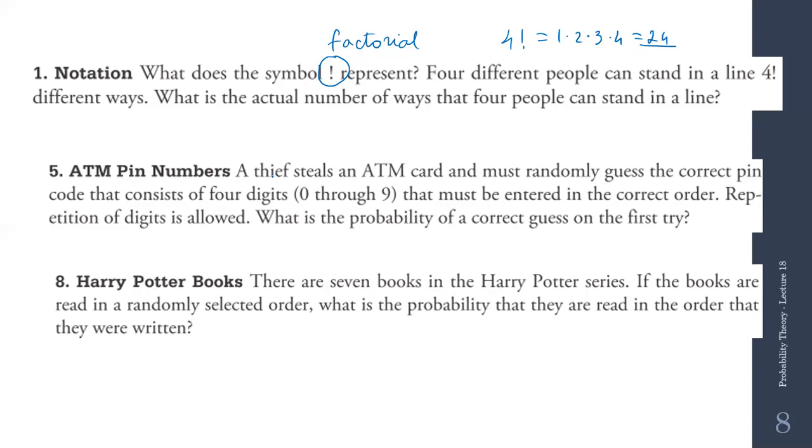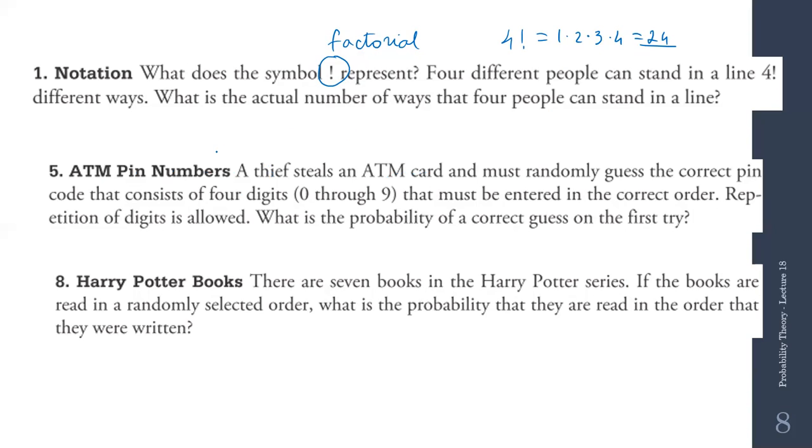ATM PIN numbers. A thief steals an ATM card and tries to randomly guess the correct PIN code that consists of 4 digits, 0 through 9, that must be entered in the correct order. Repetition of digits is allowed. What is the probability of a correct guess on the first try?